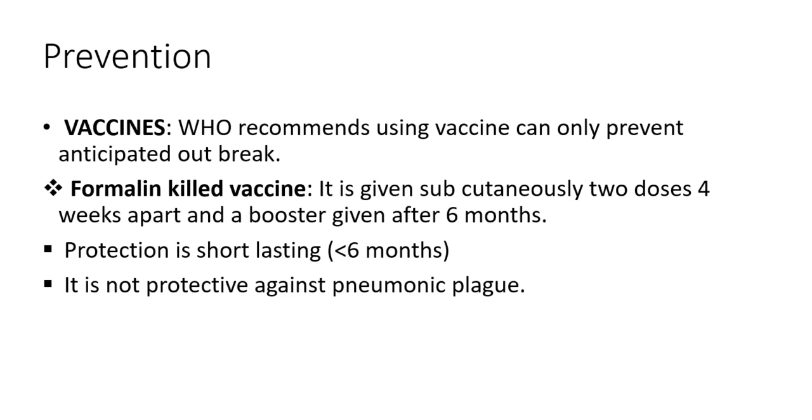Now prevention. Prevention is better than cure, right? We have vaccines for plague. A formalin killed vaccine is available, given subcutaneously in 2 doses, 4 weeks apart. One dose you give today, and after 1 month you take another booster dose. It is not long lasting, but if you are working in veterinary work or in a section where you are working with plague samples, vaccination is recommended.